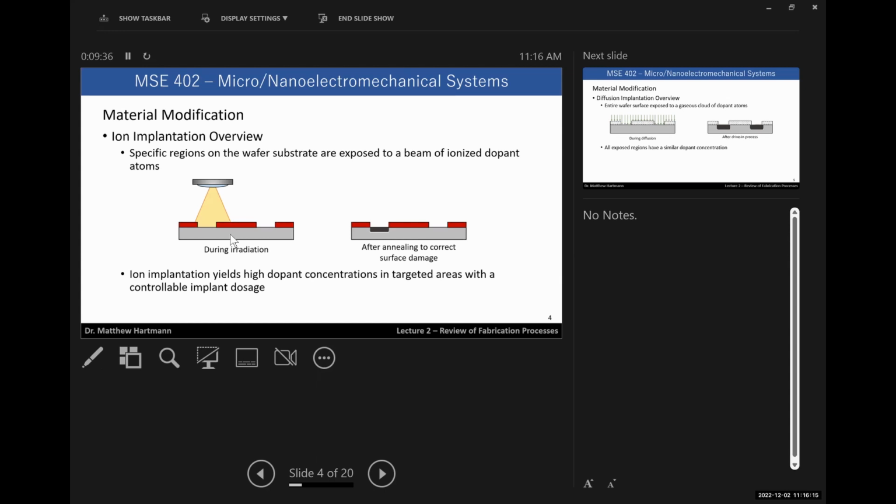Typically, it's much more collimated than this because there are electromagnetic lenses and things like that in play to focus the beam in specific areas. We effectively shoot a bunch of ions at the surface of the wafer, and then we turn the beam off and we do an annealing process.